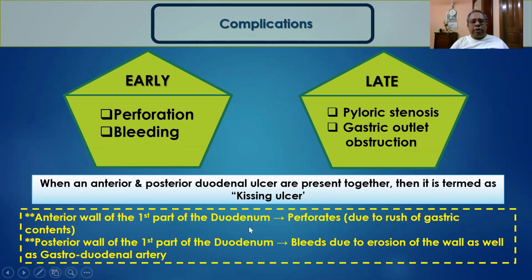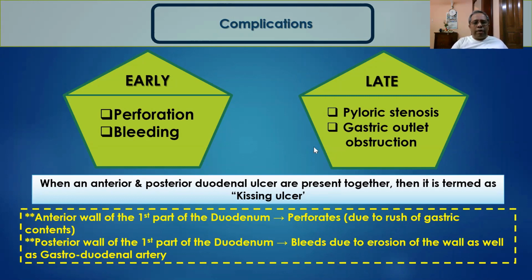The anterior wall of the first part of the duodenum perforates due to the rush of gastric contents. It is a very important point: whenever food content migrates from the stomach to the duodenum by forceful contraction of the stomach, the content is ejected through the pylorus and directly hits the anterior wall of the duodenum. So a more concentrated acid content directly touches the anterior wall, and then the gastric juice migrates to the other parts of the duodenal wall. For that reason, anterior ulcers are more common than posterior ulcers.